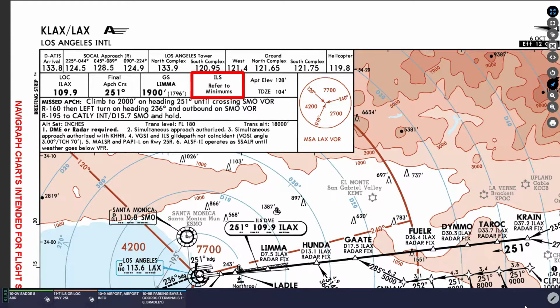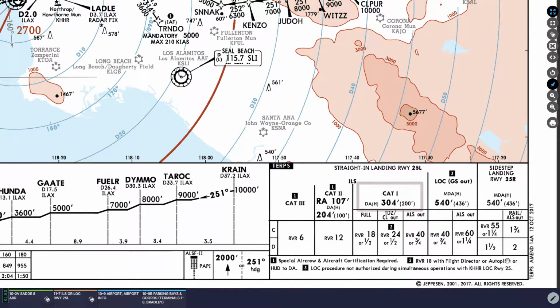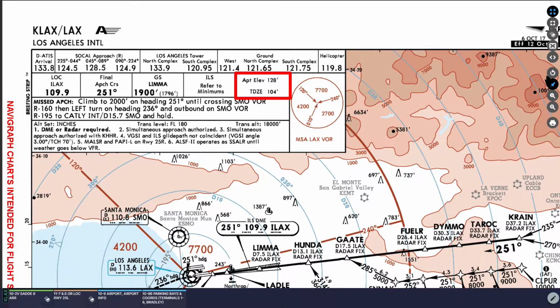However, in this case, the chart tells us to refer to the ILS minimums. Now the minimums on this particular chart can be found all the way at the bottom right here. So for a standard Cat 1 or Category 1 ILS approach towards runway 25 left, our decision height will be 304 feet baro or 200 feet radio. Finally, coming further right, we have the airport elevation, 128 feet. So we'll be dialing that into our pressurization selector on the forward overhead panel.